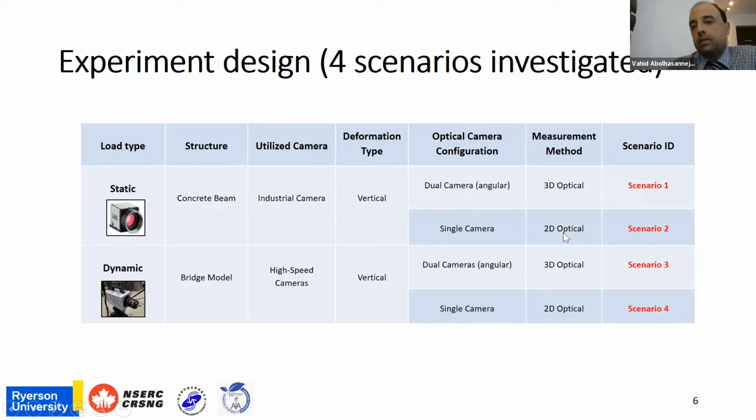And in the next couple of scenarios, we will measure the dynamic deformation of the arc steel bridge model using a high-speed camera. So in this case, we will again measure the vertical deformation using dual camera and single camera configurations.